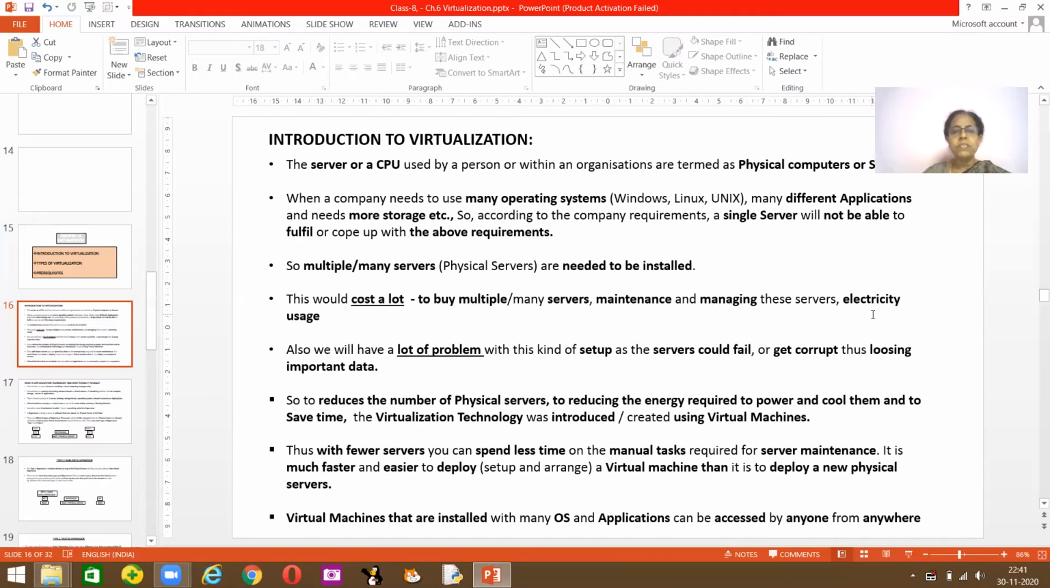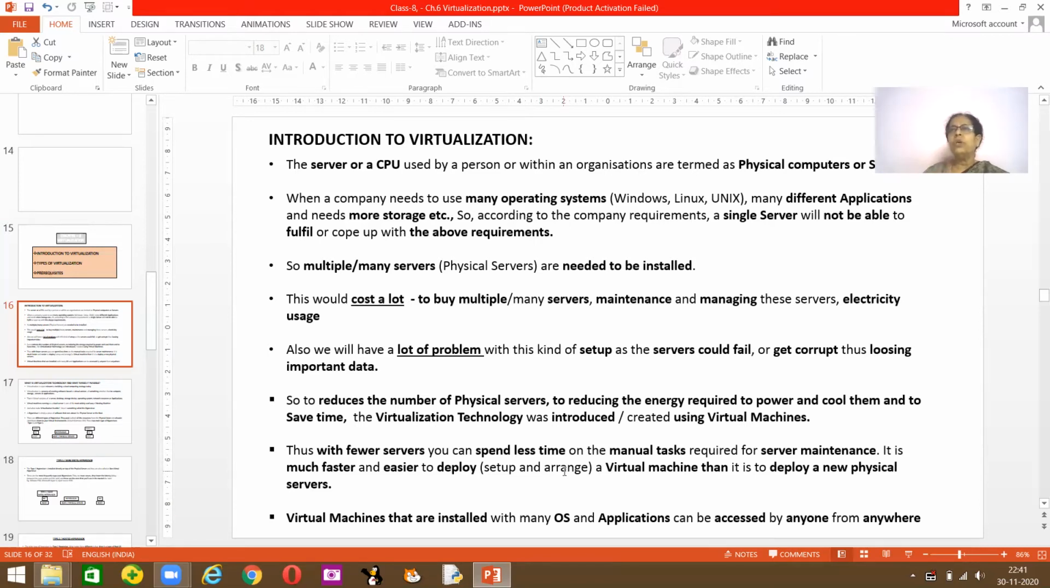Thus with few servers, you spend less time. You don't need lots of servers because everything is done through the cloud, over the net, manual tasks will also be reduced, and you don't have to spend a lot of money on maintenance, because if the server crashes or fails, there is lots of maintenance you have to do. Thus, it's easier to set up an arrangement over the virtual machine.